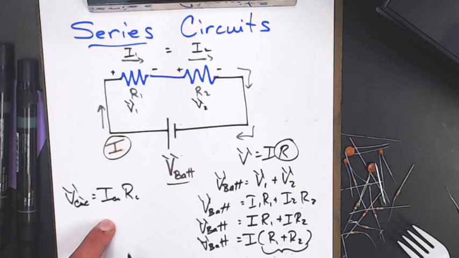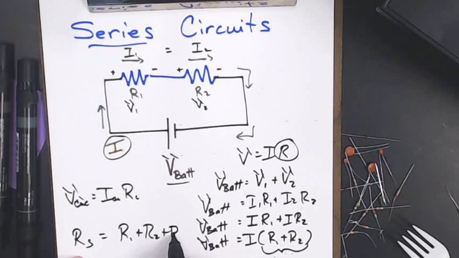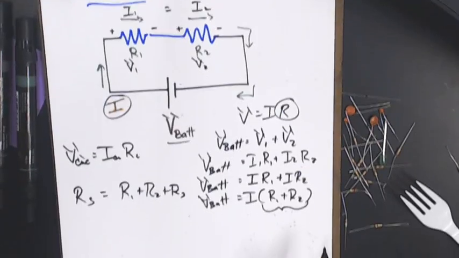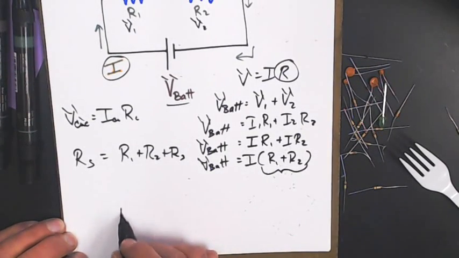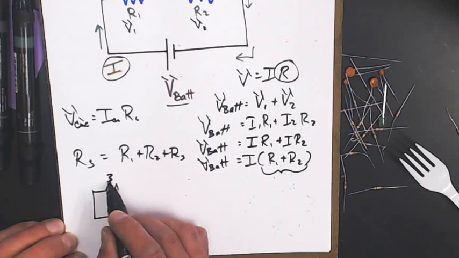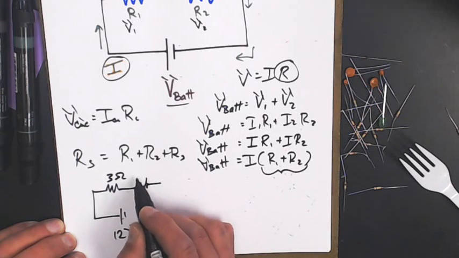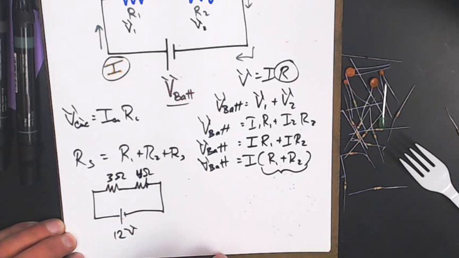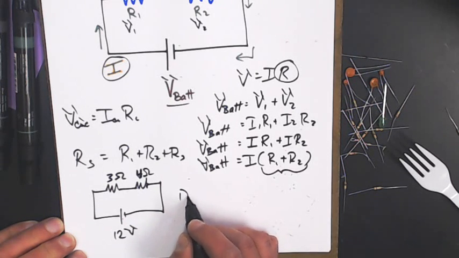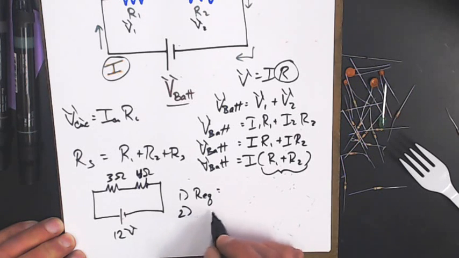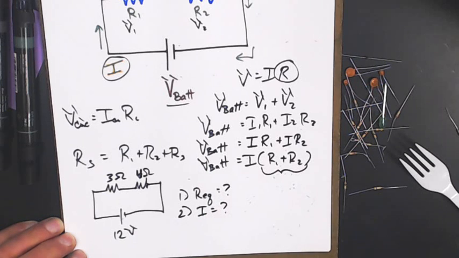And when they're in series, resistance in series is R1 plus R2 plus R3. So if I have 2 resistors in series, and I have 12 volts, it goes up, and I have a 3 ohm resistor and a 4 ohm resistor. Do I like that number? Sure, why not? And it comes through. Your question is, number 1, what's the equivalent resistance for this series? This is EQ. Number 2, what's the current? Those are your questions.